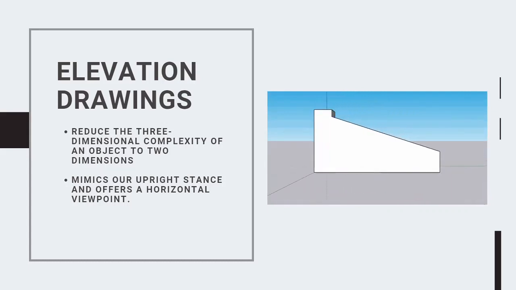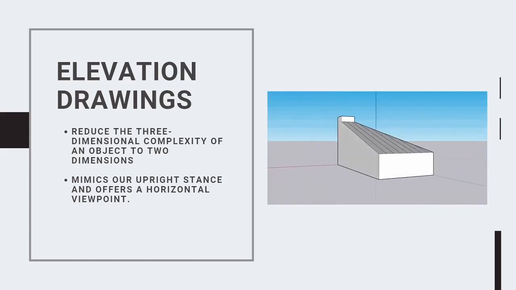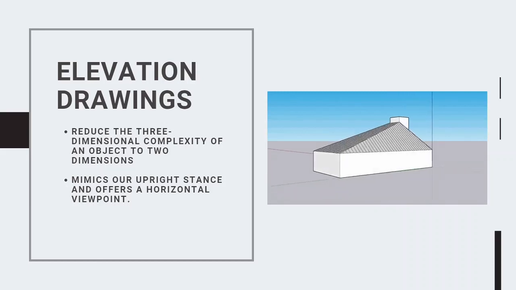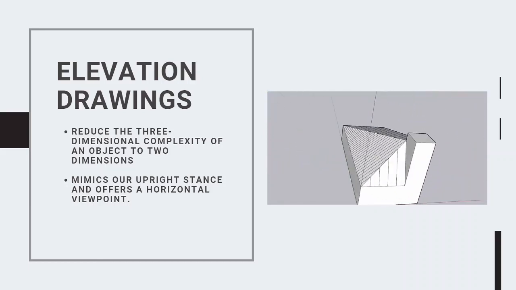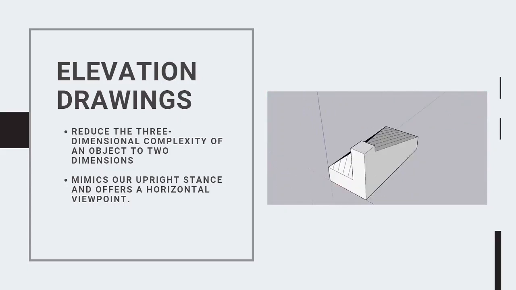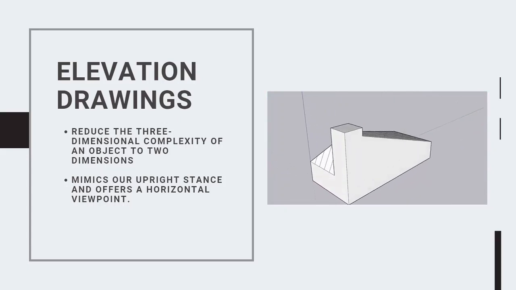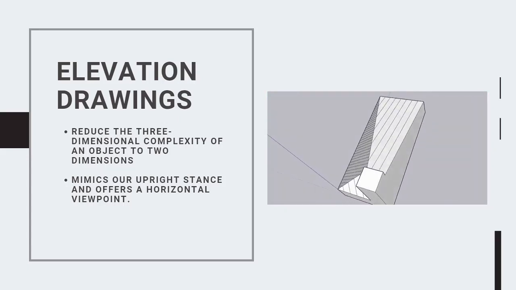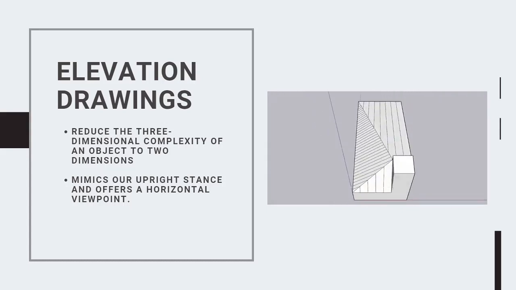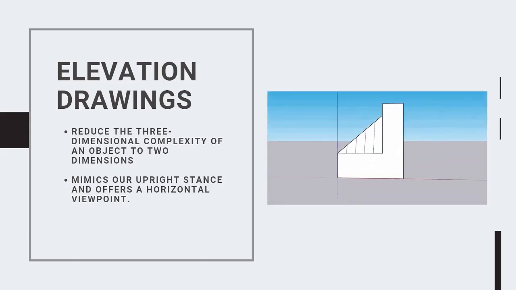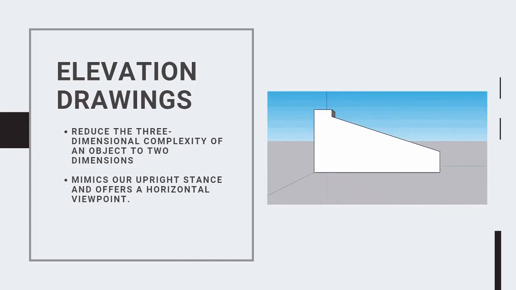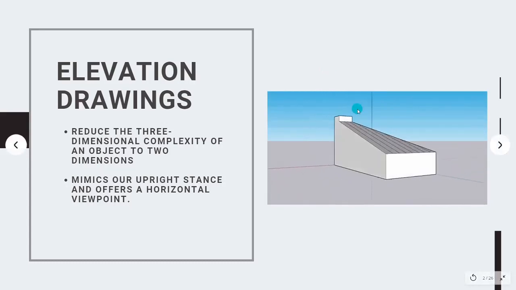So also this would mimic our upright stance and offers a horizontal viewpoint of the building or of the object. So horizontal viewpoint, so murag nagbarog lang ta o niya nagtan-aw ta niya directly. Nagbarog ta sa kilid niya or asa nagtan-aw ta niya directly. Okay, so mo na elevation drawings unlike sa atong plan views, di ba? Nga magdungaw ta from up above.